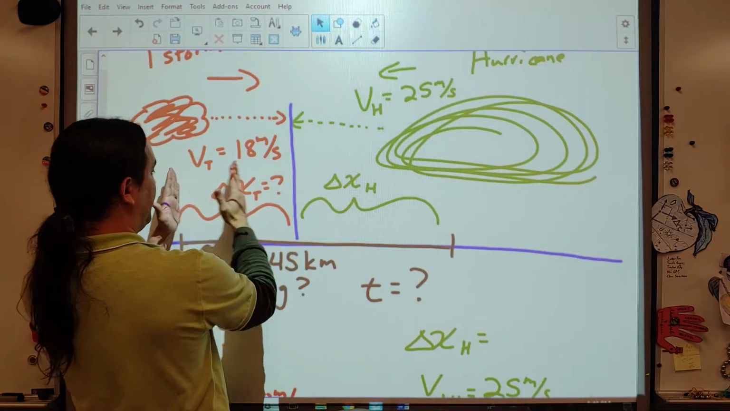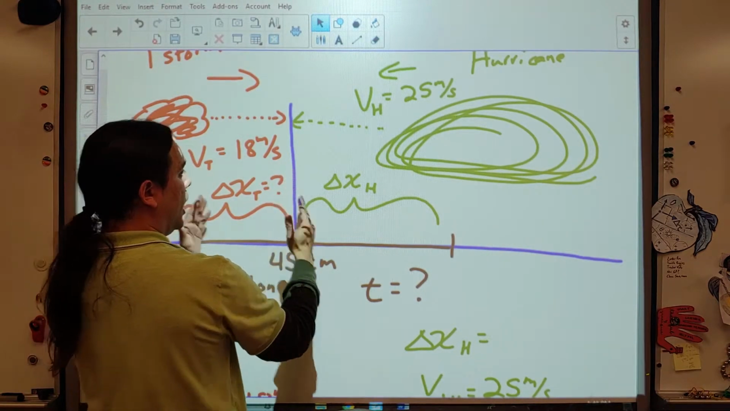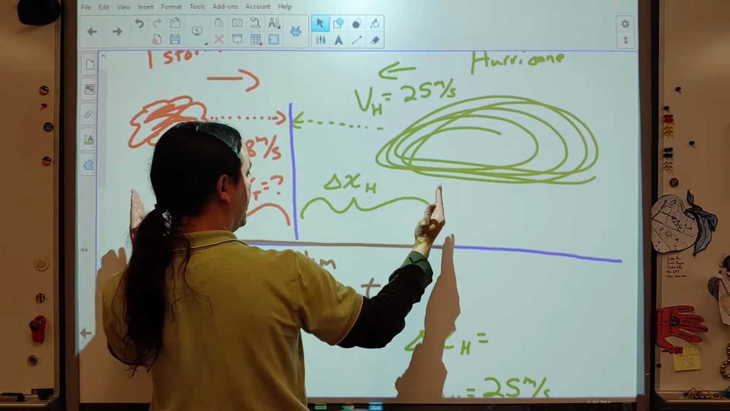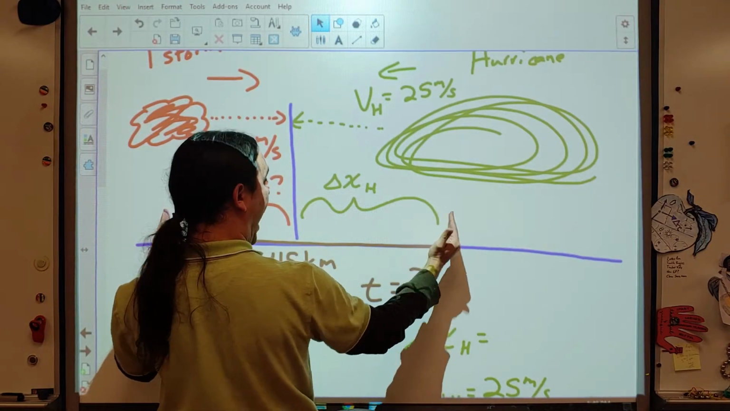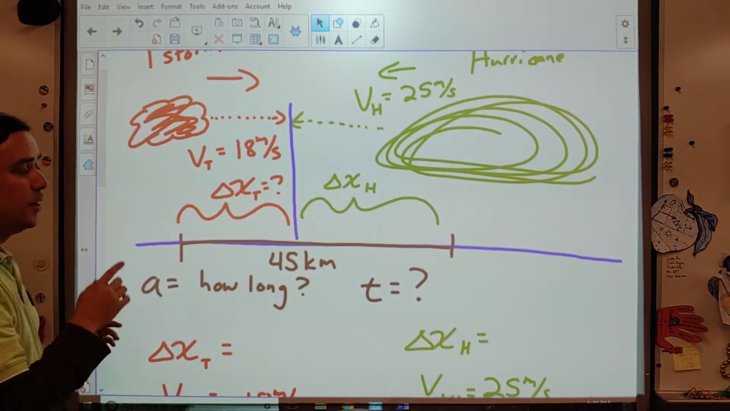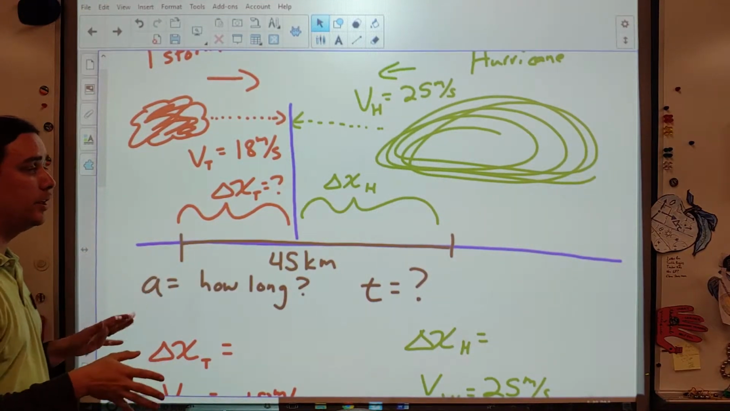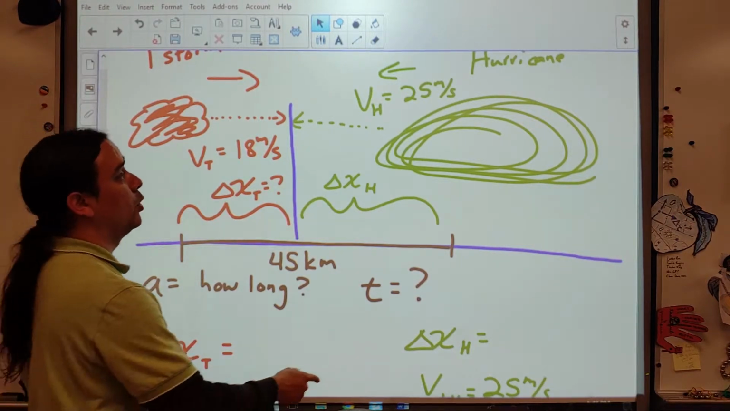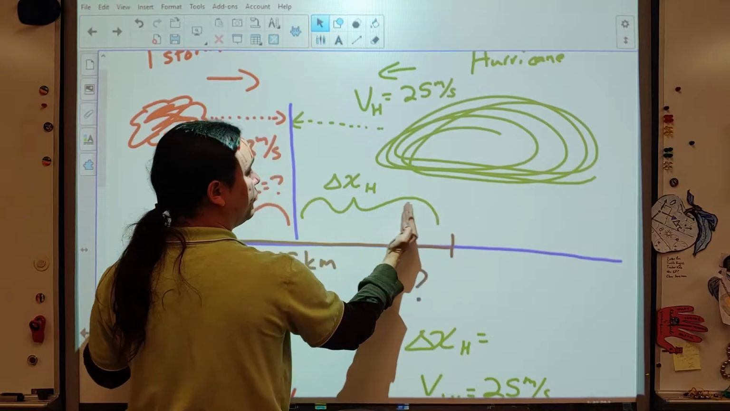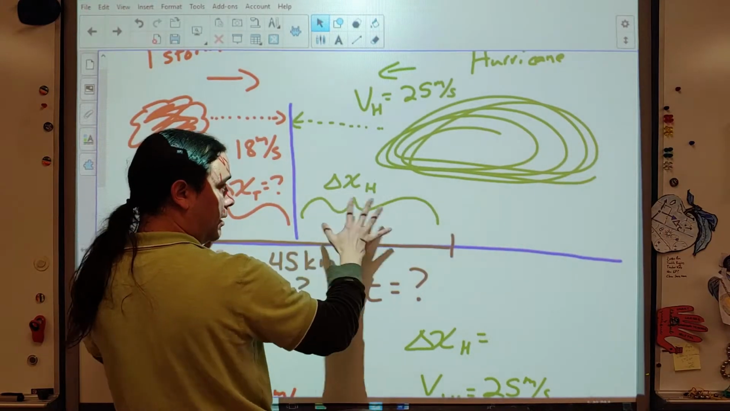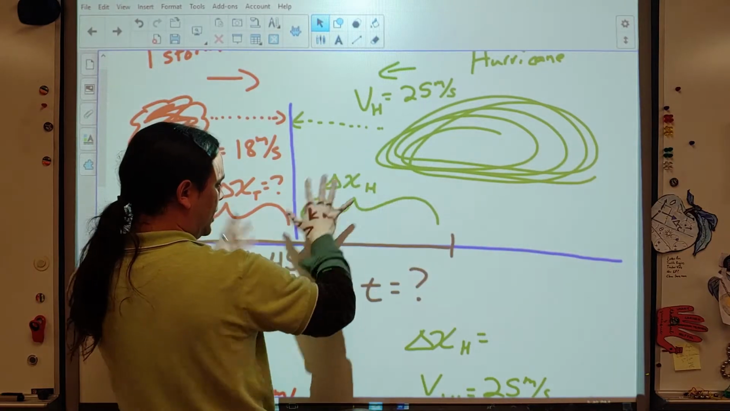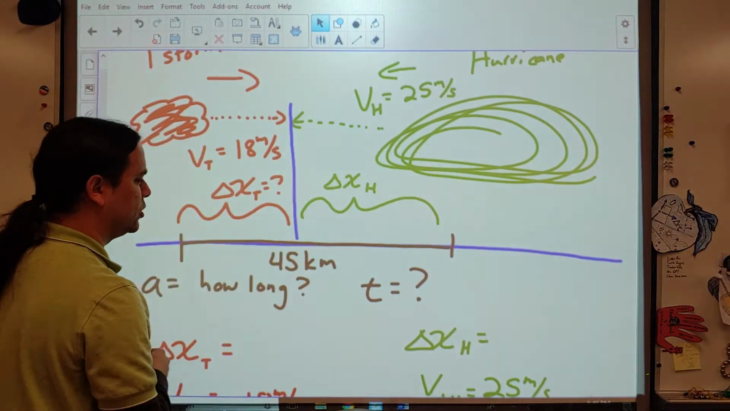Delta x of the thunderstorm, I don't know what that is. I also don't know what delta x of the hurricane is, but I do know that if I take both of them and add them together, they must add up to 45 kilometers. This is also why I've been using only the magnitudes. You can put that your velocity is negative 25, and you would have that your displacement for the hurricane is negative some value, but then you would have to do that 45 plus a value gets you one of the others. It gets a little bit complex.